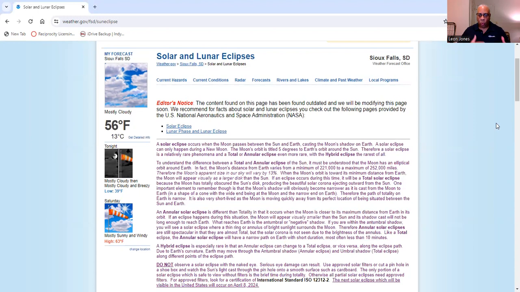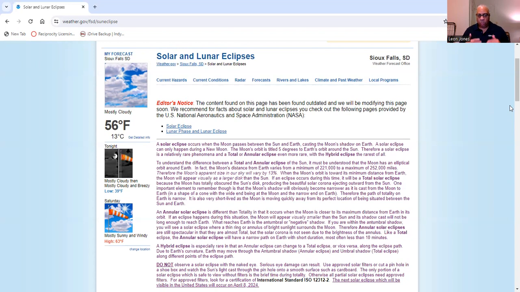So when the moon's orbit is toward the minimum distance from the Earth, the moon will appear visually as a larger disk than the sun. Now, if an eclipse occurs during this time, it will be a total solar eclipse because the moon has totally obscured the sun's disk, producing the beautiful solar corona ejecting outward from the sun.